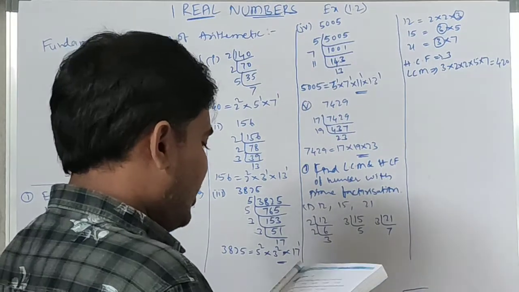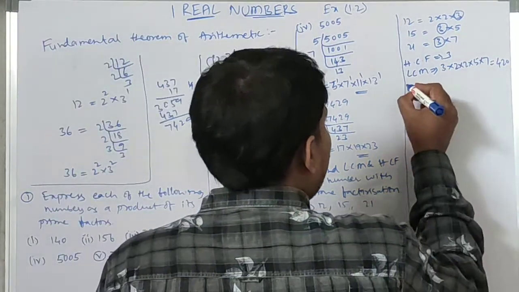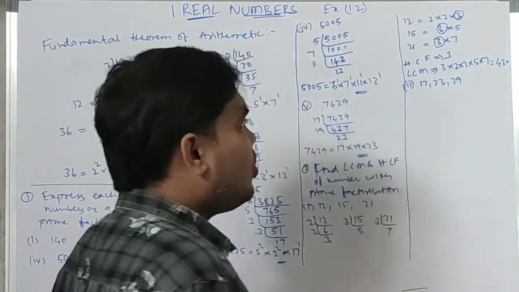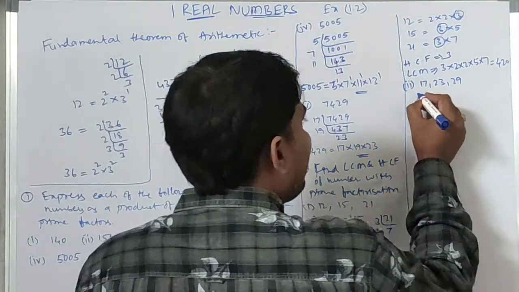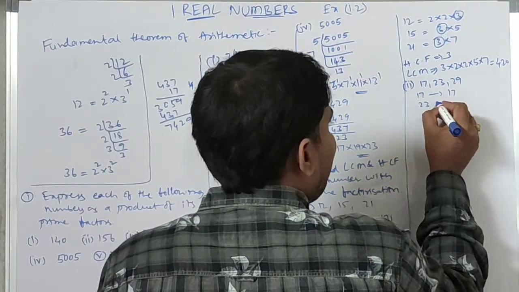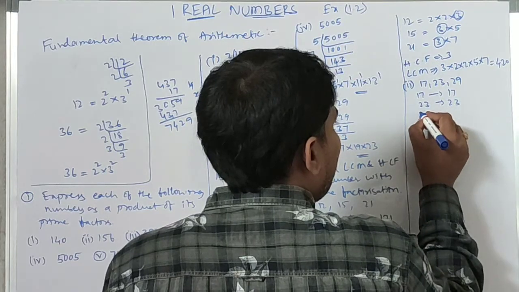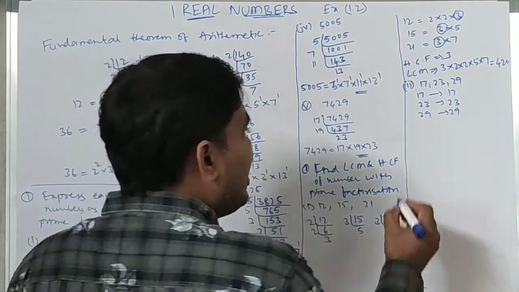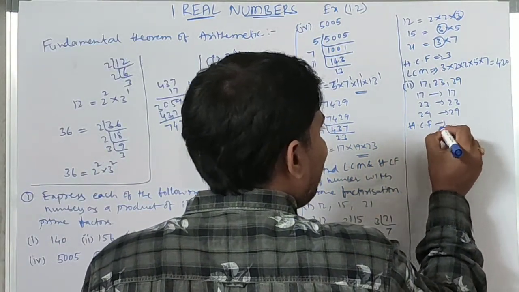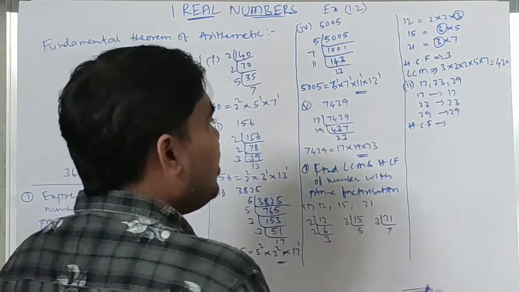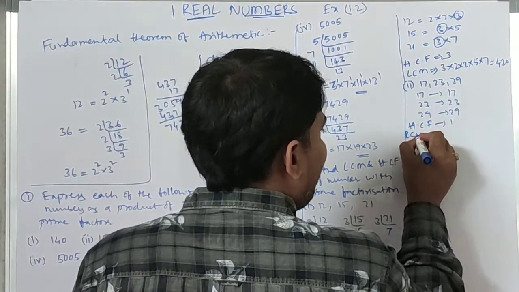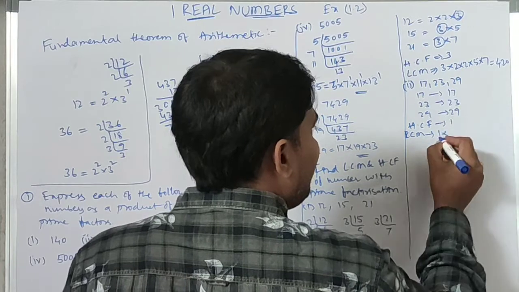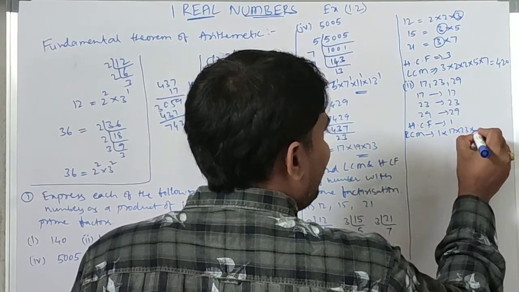Next, the second one: 17, 23, 29. Here 17 is a prime number, we can write 17 as 17 only. 23 is a prime number, we write 23 as 23. 29 is also a prime number, we write 29 as 29. Now HCF: all these are prime numbers, so there won't be any common, so HCF is 1. For LCM, nothing is common, so we write 1 into 17 into 23 into 29.